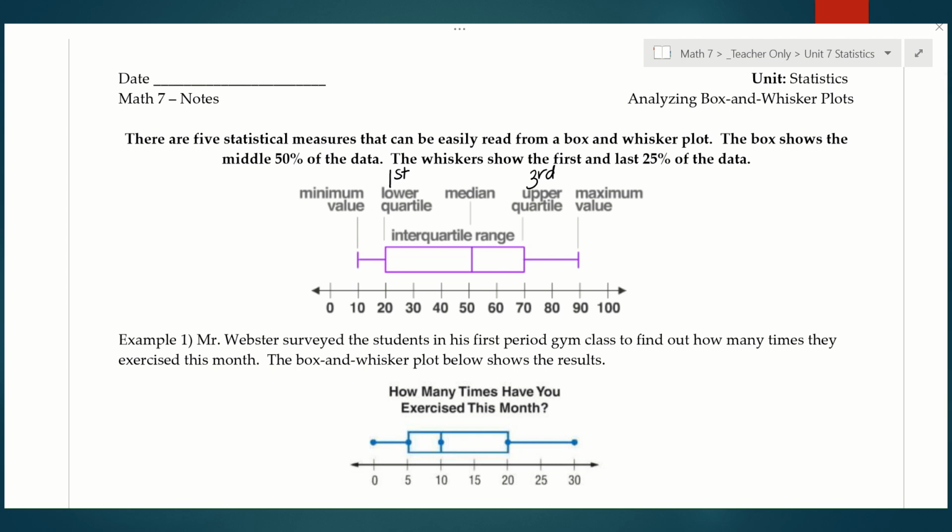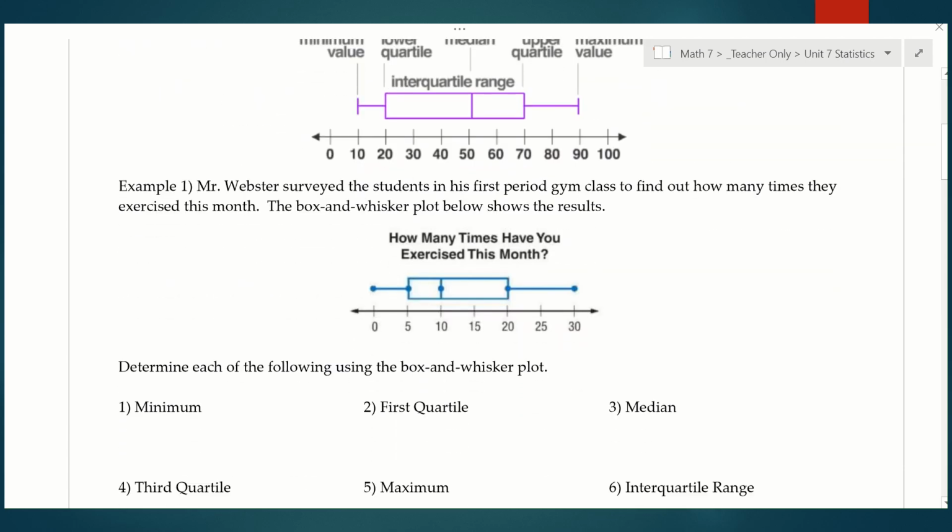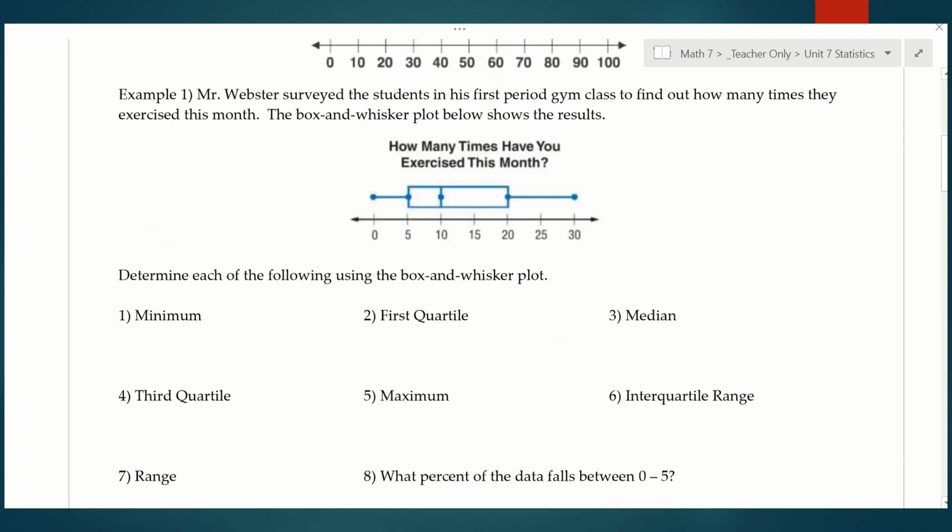We also talked about how there are 4 sections on the box and whisker plot, and each of those 4 sections represents where 25% of our data lies. If you're looking at the boxes together, that's 2 sections, so that's 50%. Okay, so let's look at example 1 and answer some questions.